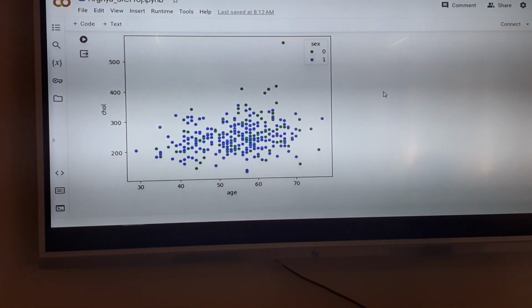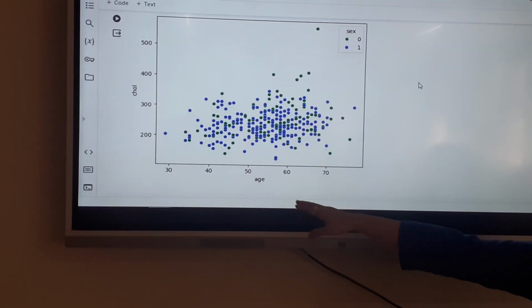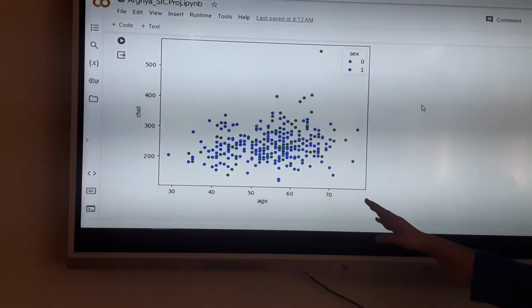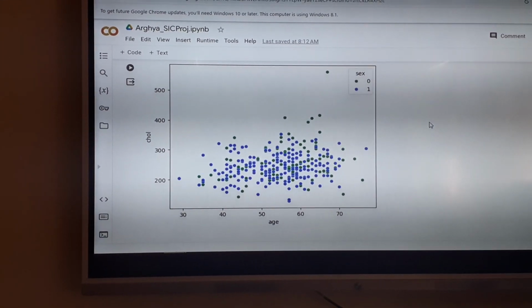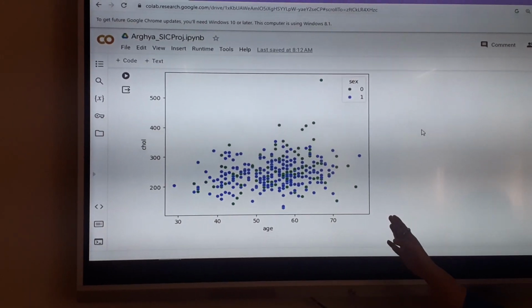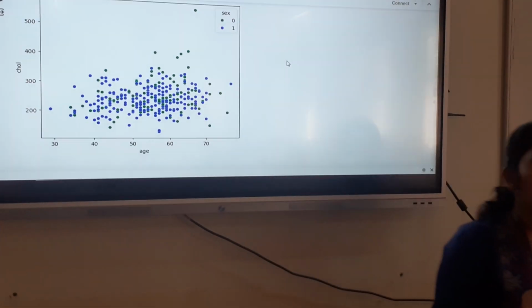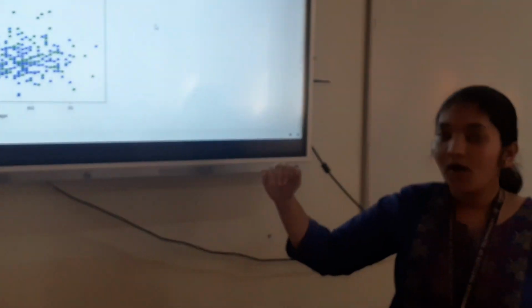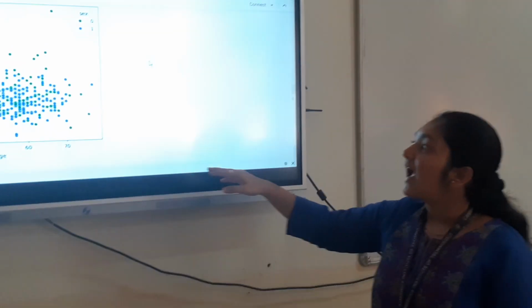What you can analyze from the graph is that the scatter points are more crowded around 50 to 60 plus. This means that in your data set, individuals around 50 plus have a cholesterol level of 200 plus. Again, 200 is the normal cholesterol level, above which they have high chances of getting heart disease, and that is plotted here.